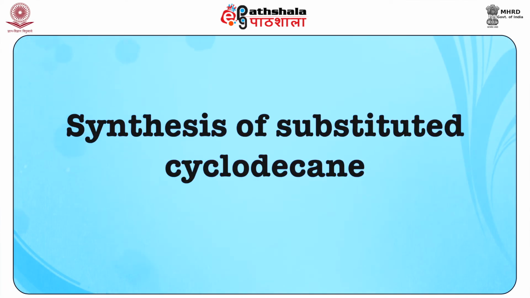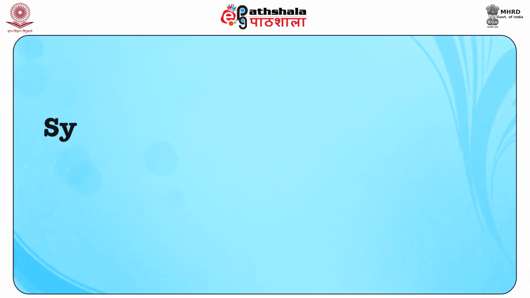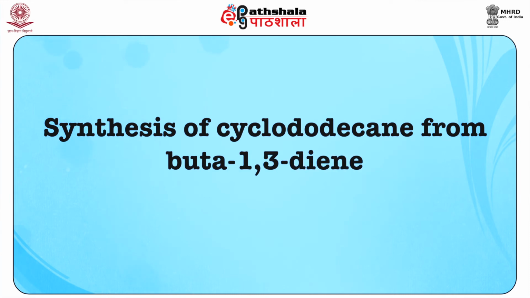Synthesis of a substituted cyclodecane. The oxidation reaction of octalin with ruthenium oxide and sodium periodate in a mixture of solvents like carbon tetrachloride, acetonitrile and water gave cyclodecane-1,6-dione in more than 75% yield. As represented in scheme 5, the reaction leads to the formation of a dione system, a macrocyclic 1,6-dione system.